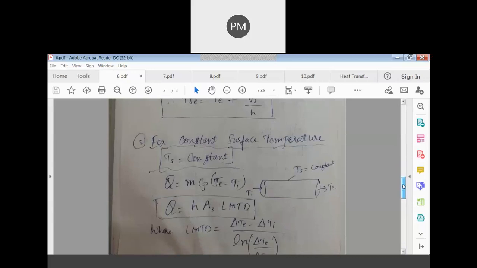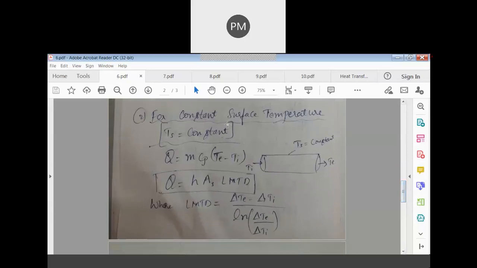Now, second condition, constant surface temperature. You can maintain constant surface temperature of the tube or the pipe. Ti and Te are the temperature of the fluid at the inlet and the exit of the pipe. So you can use Q is equal to m Cp (Te minus Ti). This formula is applicable for both constant surface heat flux as well as for constant surface temperature.